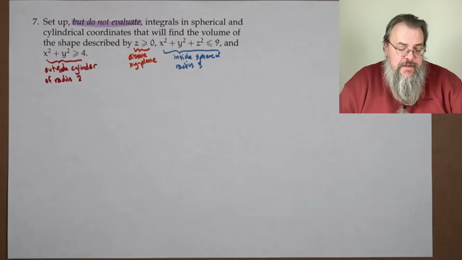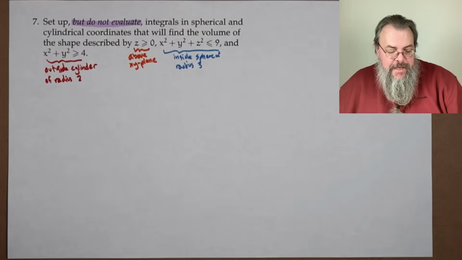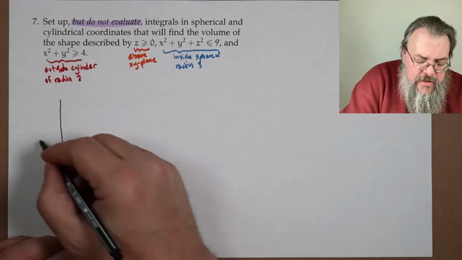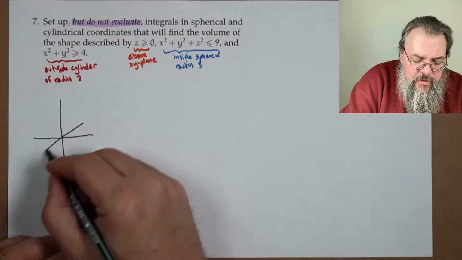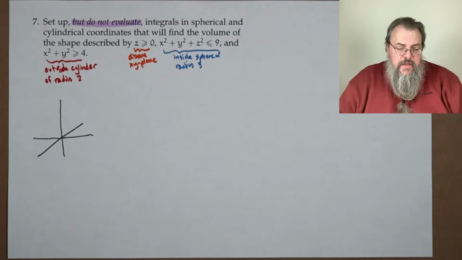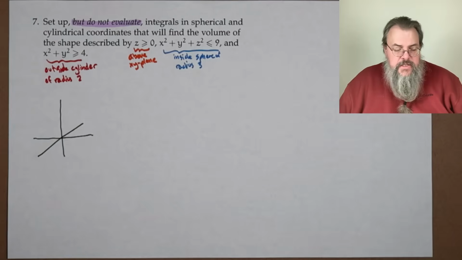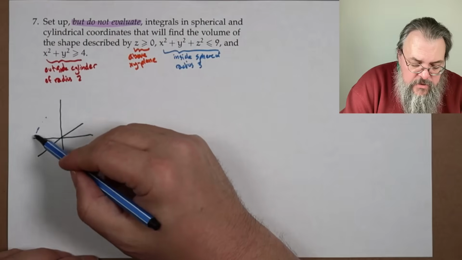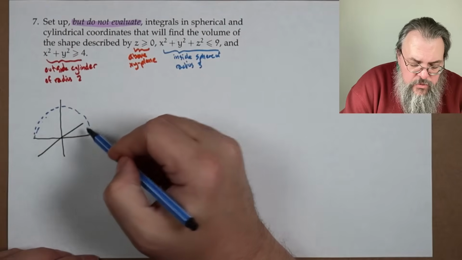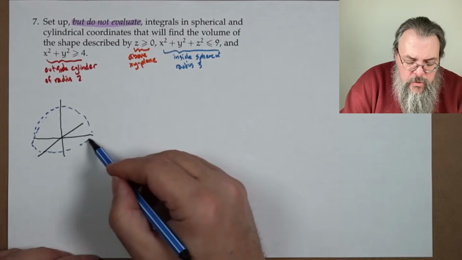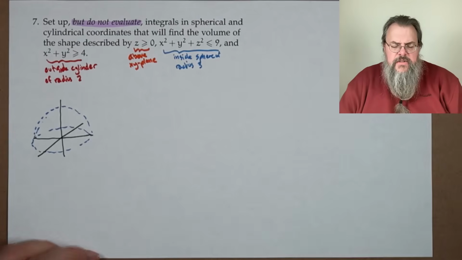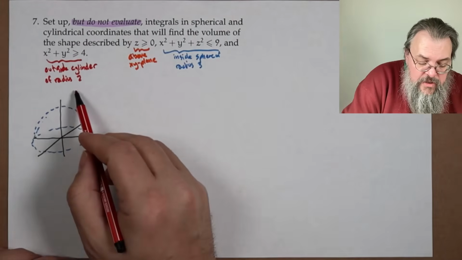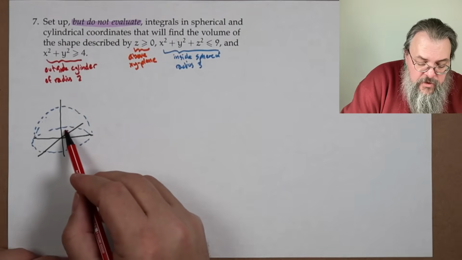All right, now let's think about what this looks like. And our picture doesn't have to be super clean. Just roughly speaking, it's good enough. So we know we're above the xy plane, so we have our floor. And let's lightly sketch in some things. We have our sphere of radius 3. Okay, so there's our sphere of radius 3. And then we have our cylinder of radius 2. And the good news is that 2 is smaller than 3.